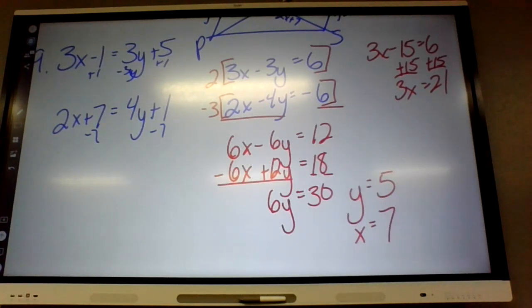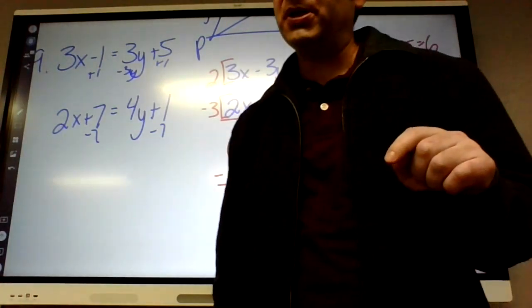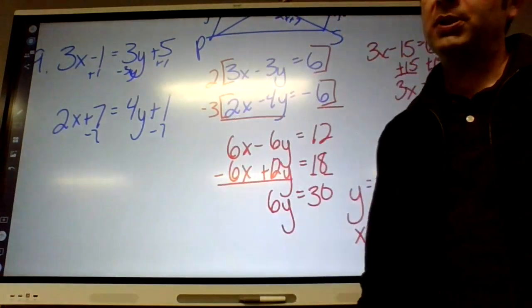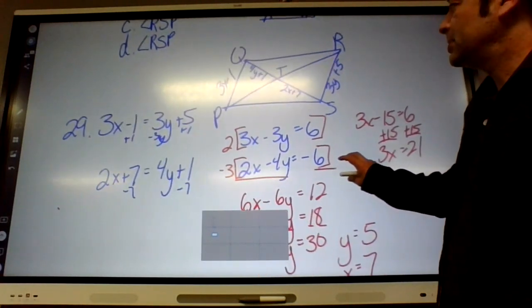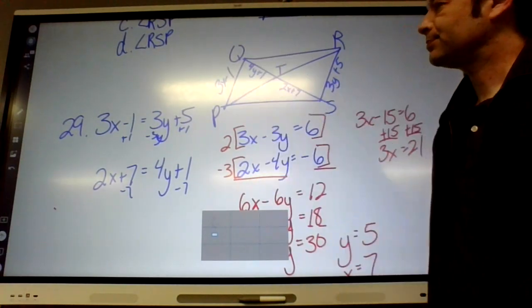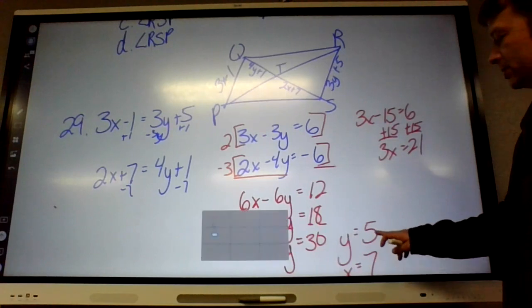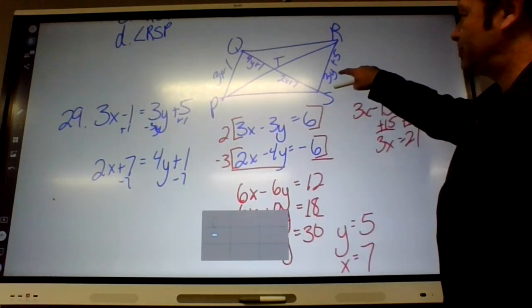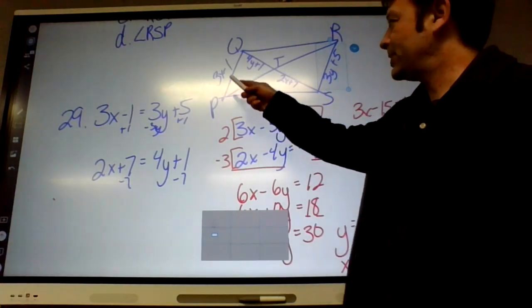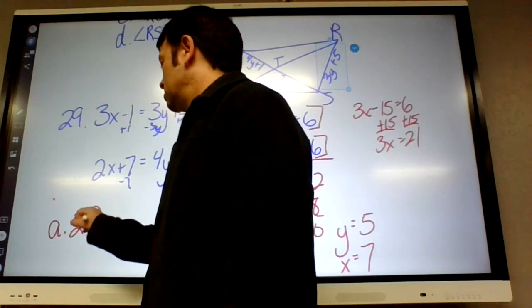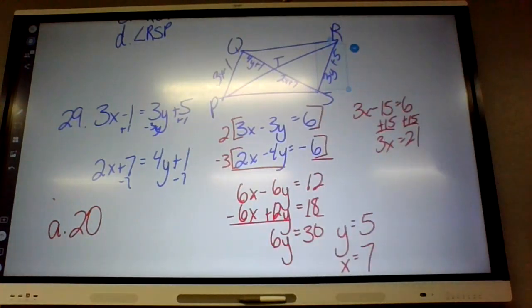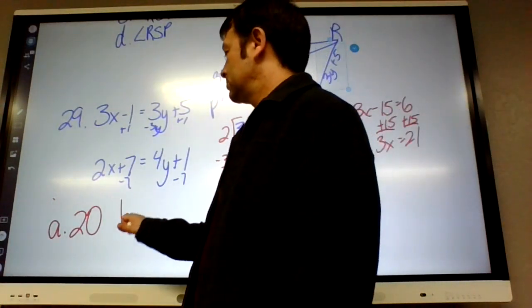Now, unfortunately, this is not the answer. The question was, A, what is the length of QP, and B, what is QS? So how could I find the length of QP? Plug it in. I got x is 7. Actually, we could have plugged in y over here. We didn't really need x. But if I plug in x, 3 times 7 minus 1 is 20.